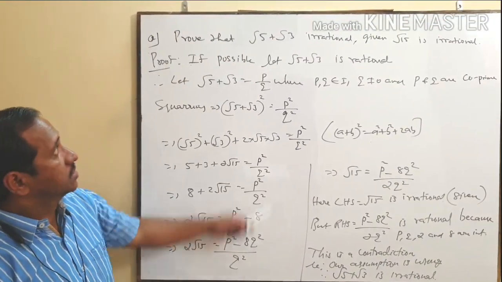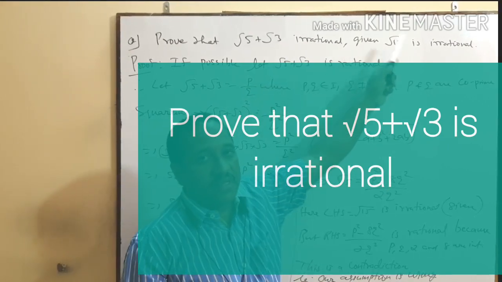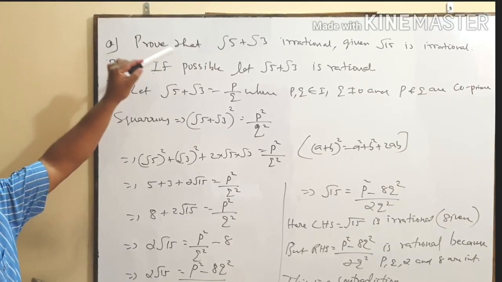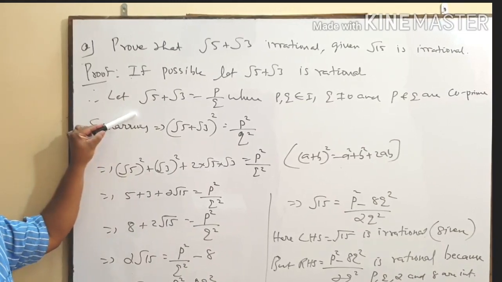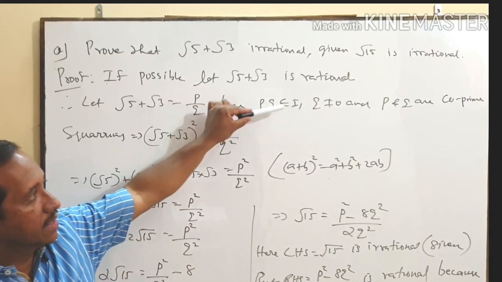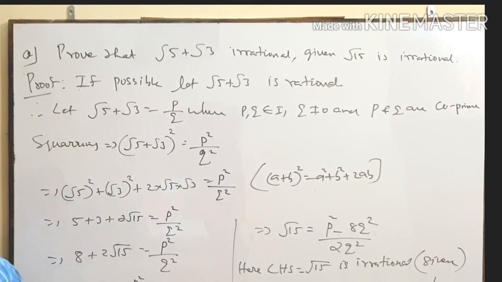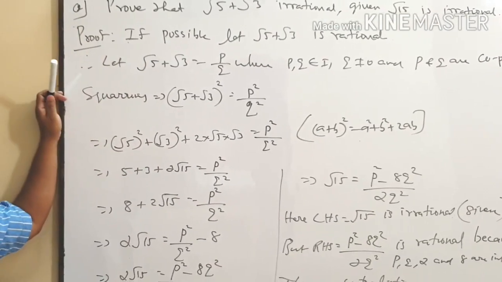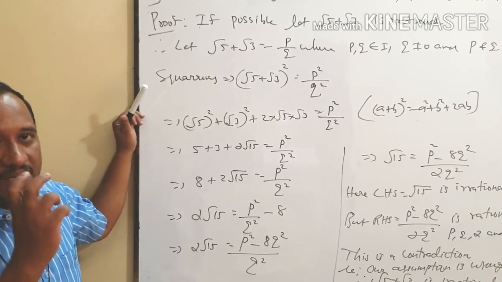Now look at another question. Prove that root 5 plus root 3 is irrational, given root 15 is irrational. Here, if possible, let root 5 plus root 3 be rational. Therefore, root 5 plus root 3 is equal to p by q, where p and q are integers, q is not equal to 0, and p and q are co-prime. Here both the terms are under root. So here we have to use another method. We cannot prove it directly.